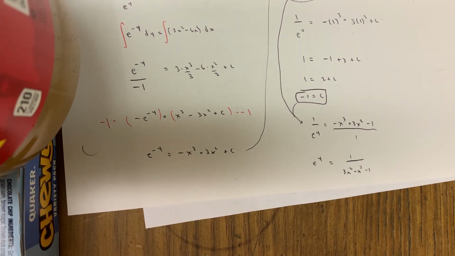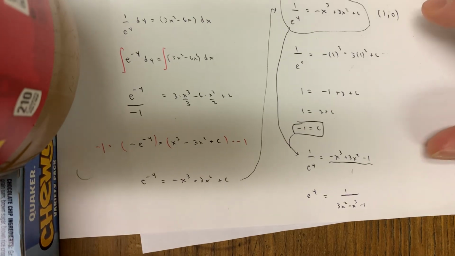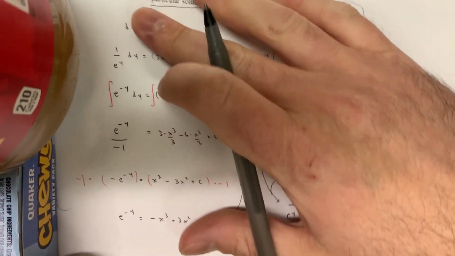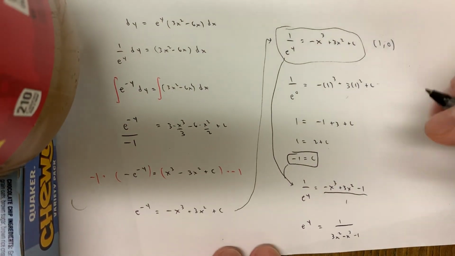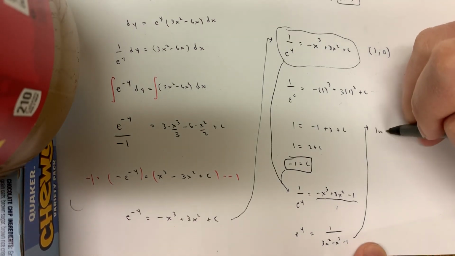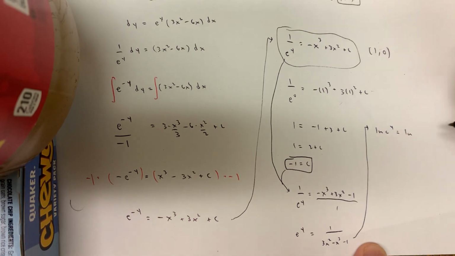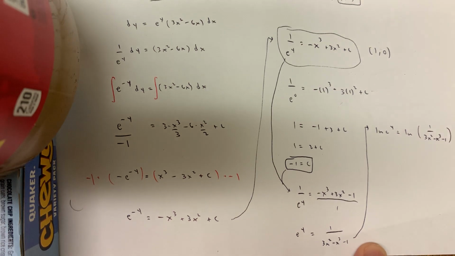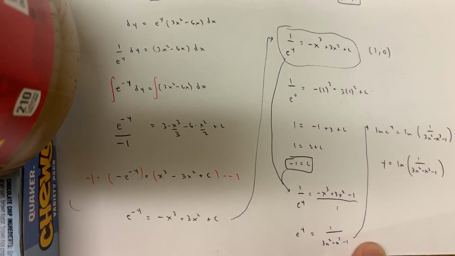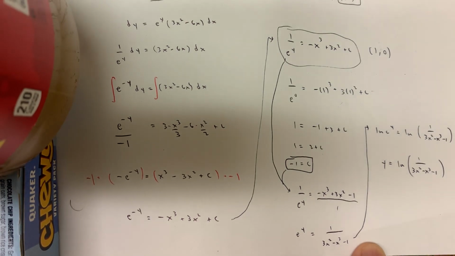And now we could just make both sides an argument of ln. So over here, when I take the ln of both sides, I get ln of e to the y is equal to the ln of this whole 1 over 3x squared minus x cubed minus 1. And that means that y is equal to ln of 1 over the quantity 3x squared minus x cubed minus 1 right there. So that right there is the solution.